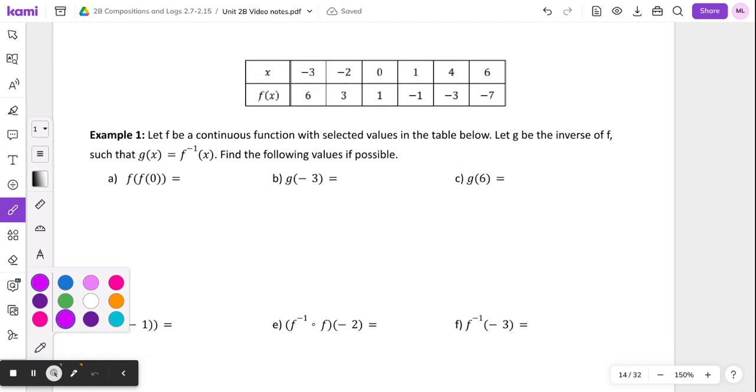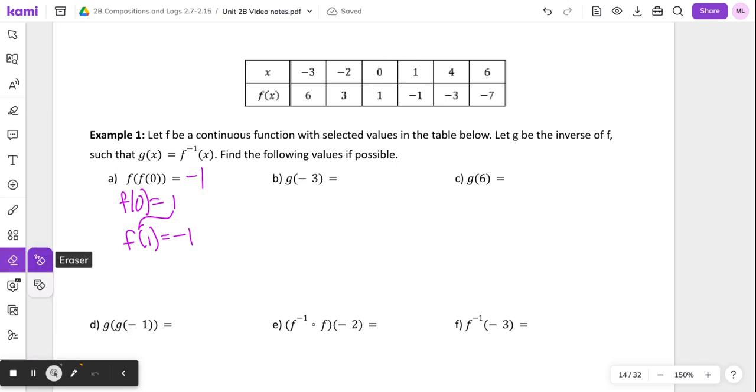All right, so let's see what we can do here. Let f be a continuous function, with selected values from the table above. Let g be the inverse of f, so that g of x equals f inverse. Find the following. So f of 0. Remember, we start with f of 0, that would be 1. Then we do f of 1, which comes out to be -1. So f of 0 is -1.